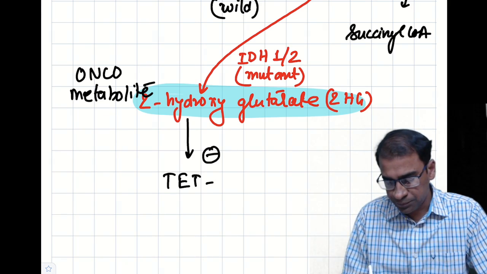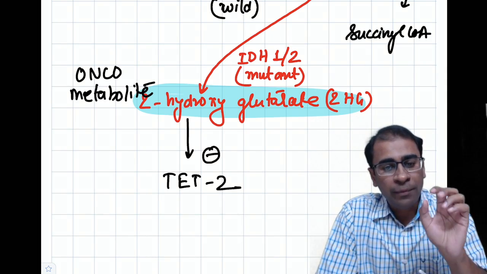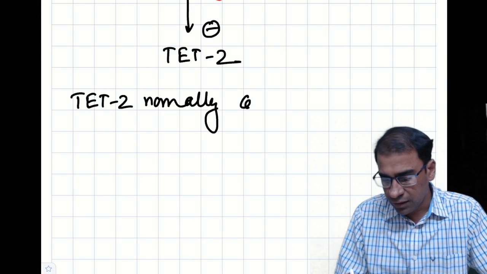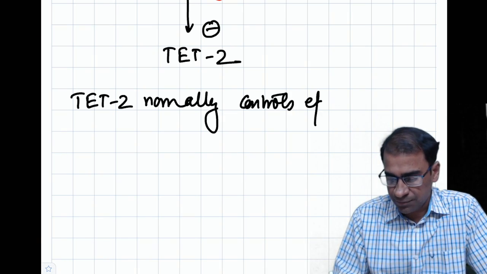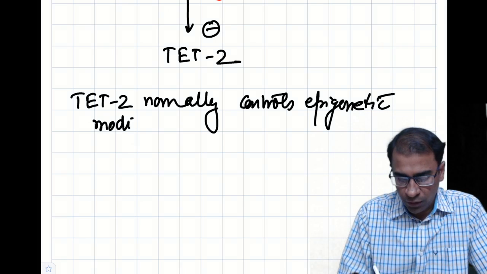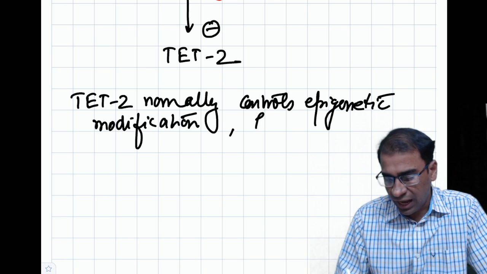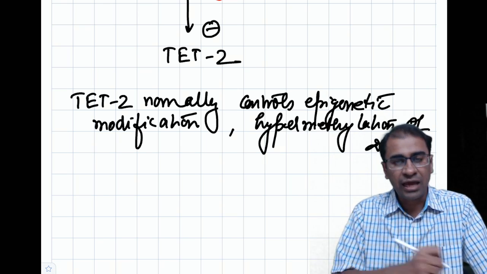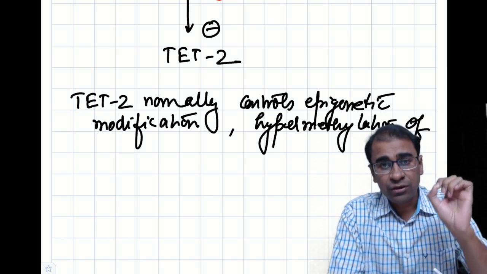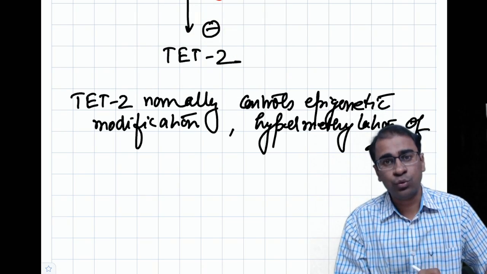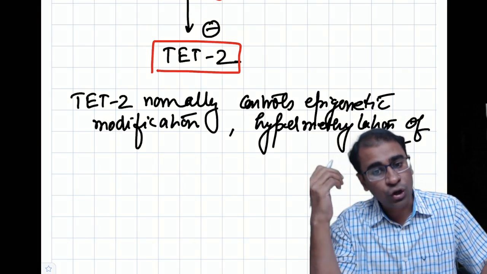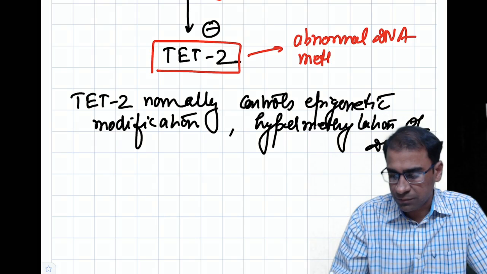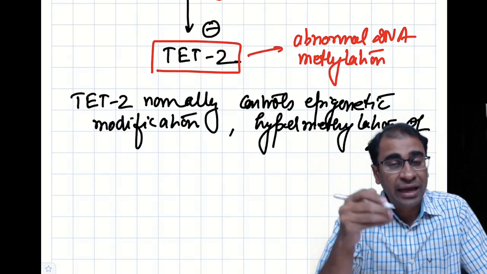Remember, guys, that TET2 normally controls epigenetic modifications. In simple words, it regulates DNA methylation. That means if the 2-hydroxyglutarate is inhibiting TET2, this inhibition of TET2 causes abnormal DNA methylation. And remember, guys, abnormal DNA methylation causes abnormal epigenetic modification.